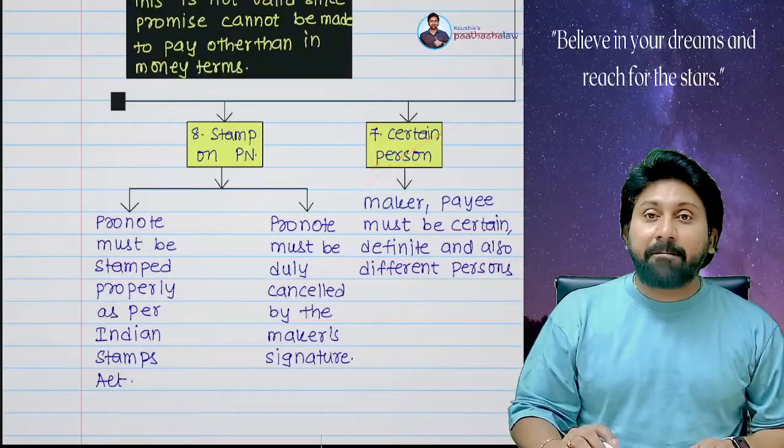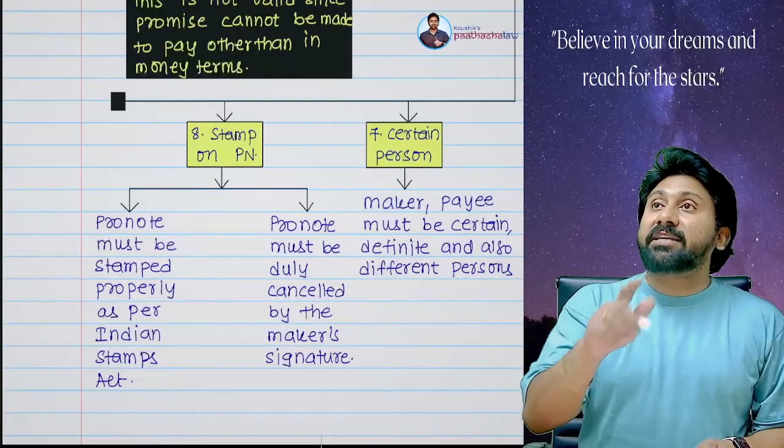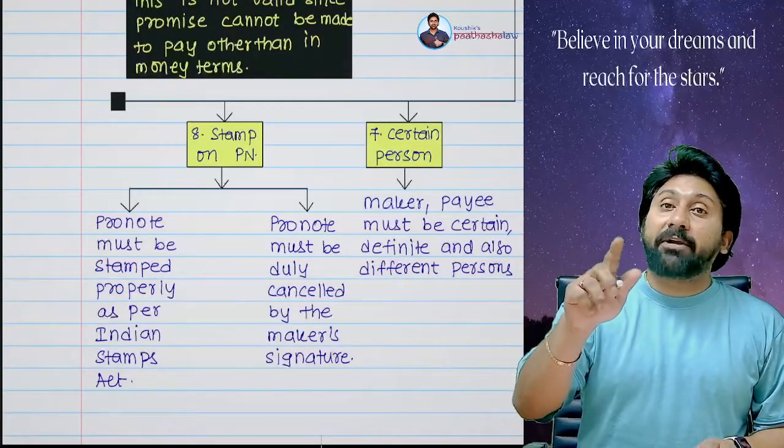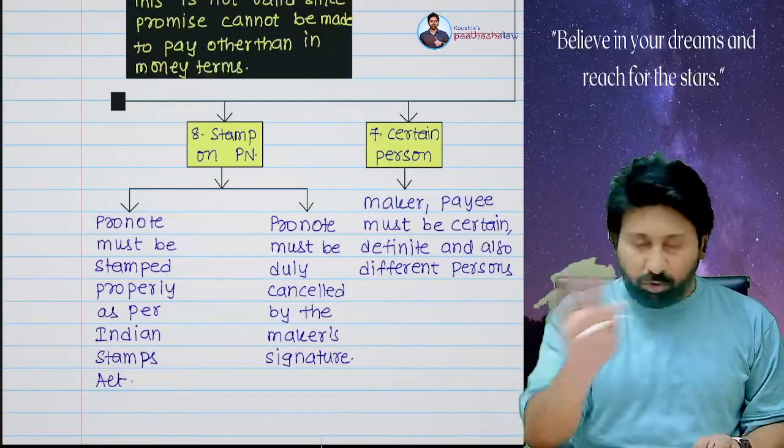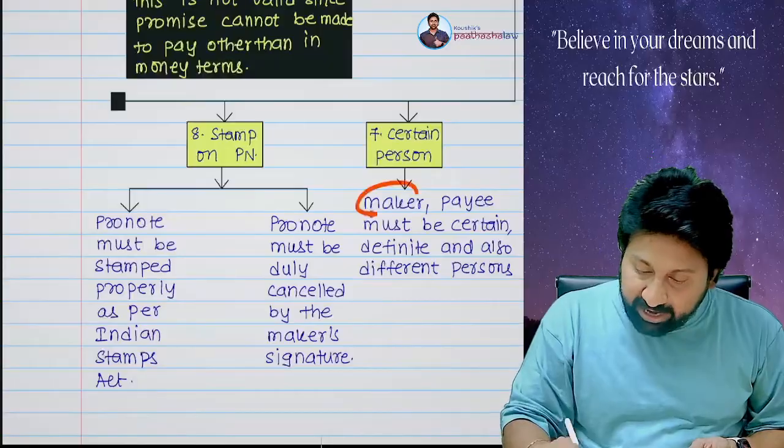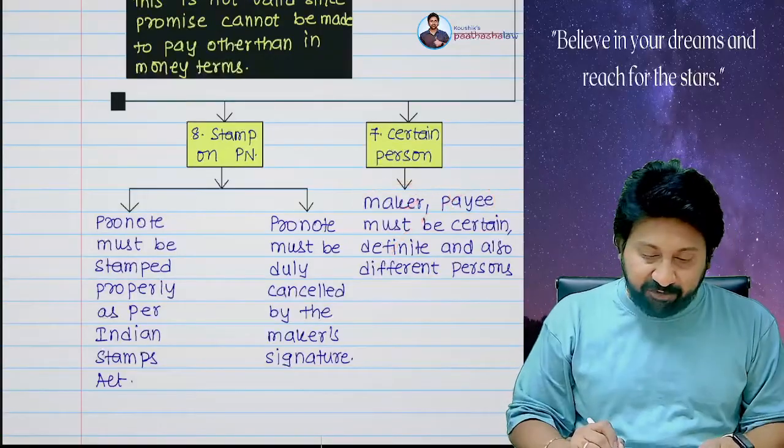Okay. Certain person. Okay. You are saying that I will pay to a person. Which person? I will not tell. On that day, whoever. No. Certain person. Maker, payee must be certain and definite persons.